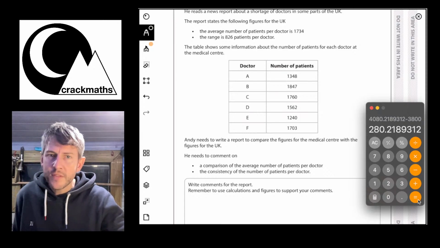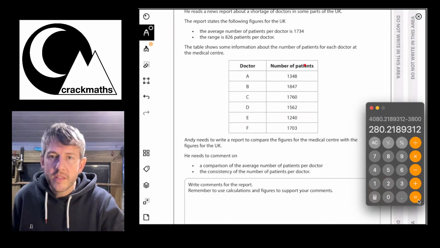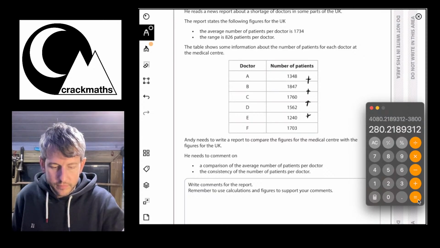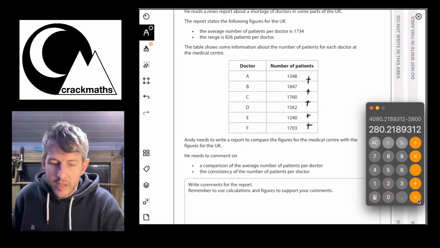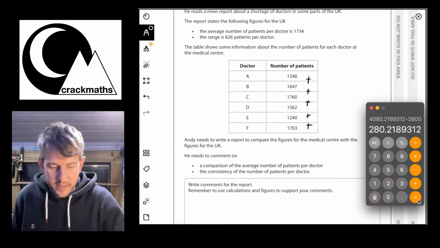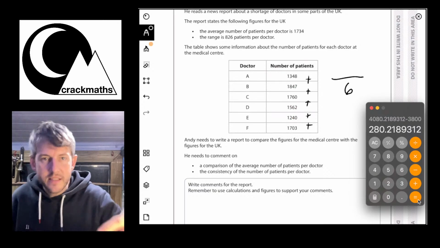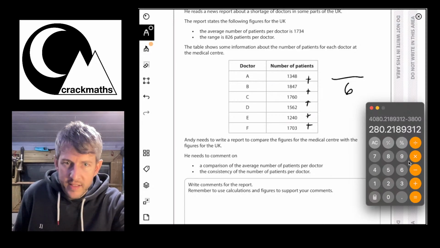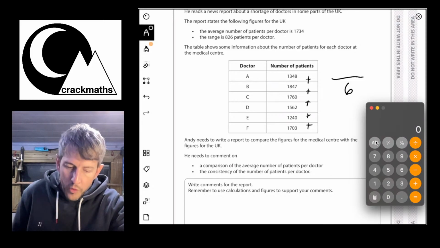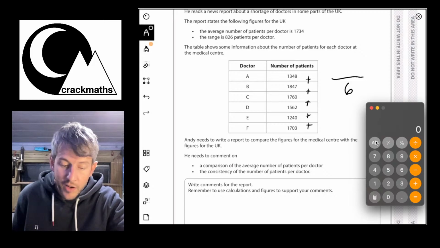So first, let's do the mean to start off with. The mean is where we add all of these together and then divide it by how many there are. So we've got 1, 2, 3, 4, 5, 6 things here. So we're going to add these numbers together and divide it by 6 to get the average, or the mean, number of patients per doctor.